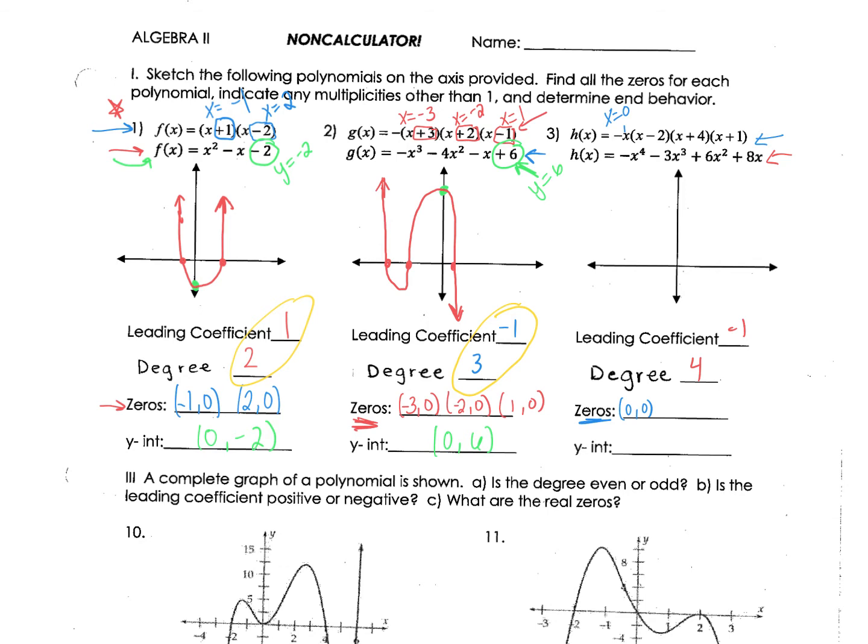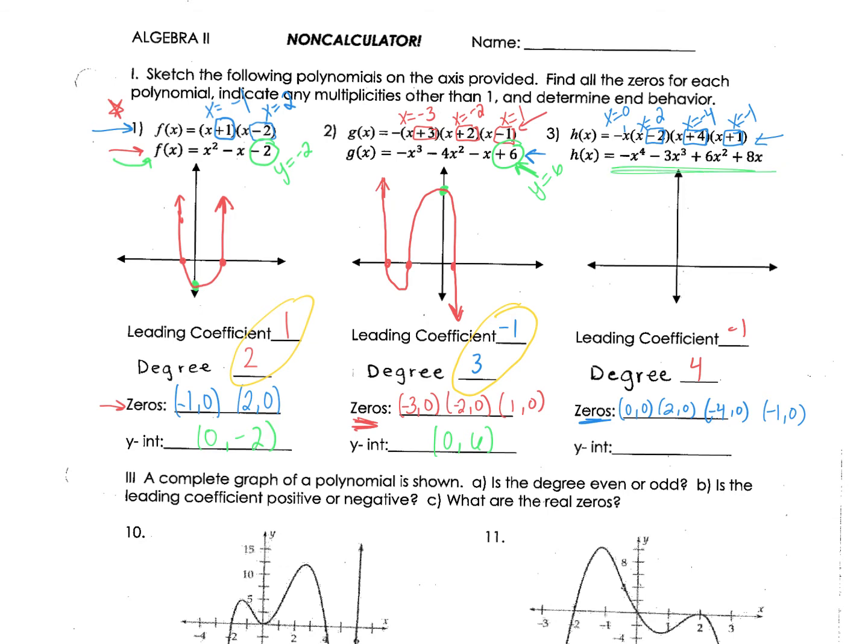Okay? Then I go to the parenthesis, and I have x minus 2. So I know that makes my answer x equals 2, which makes the coordinate pair (2, 0). Then I have plus 4, which makes my answer x equals -4, which makes the coordinate pair (-4, 0). And then lastly, I have x plus 1, which gives me the answer of x equals -1, which makes the point (-1, 0).